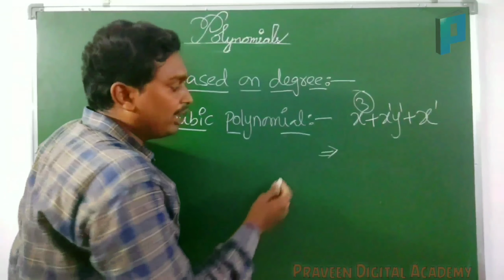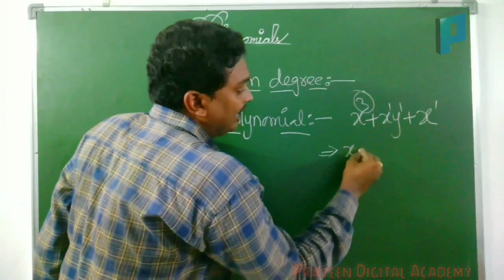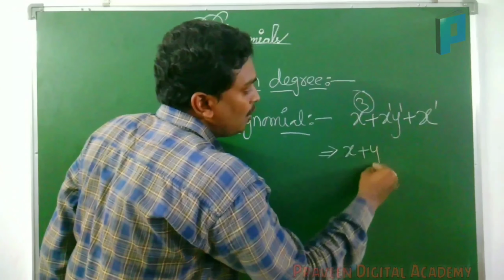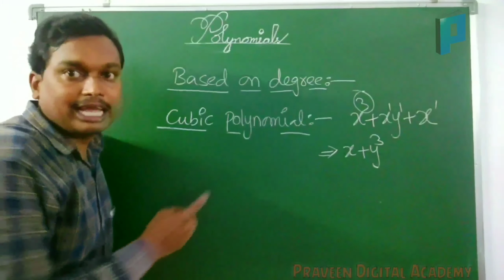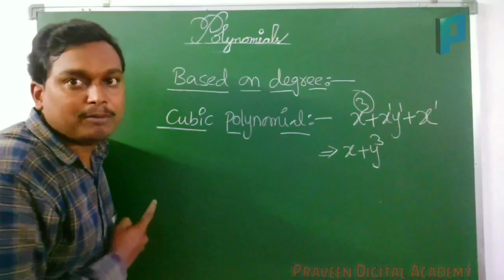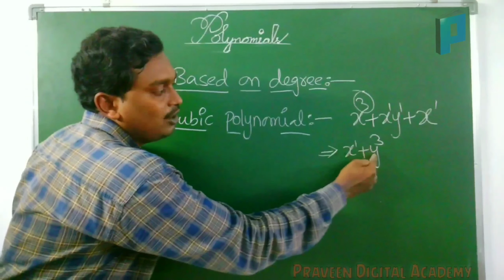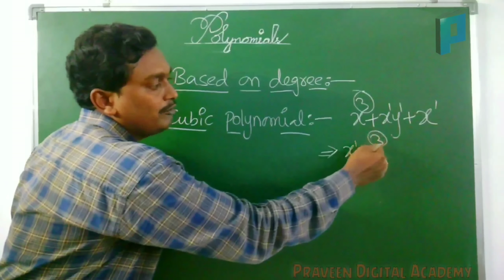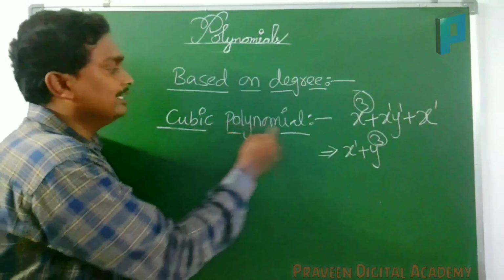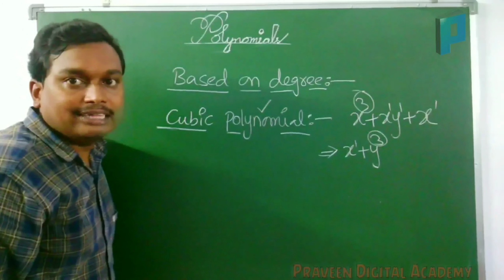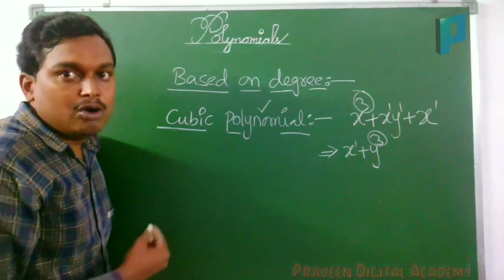Now, let me have one more example. x plus y cube is there. Can I say this is a cubic polynomial? Yes. Why? Because here x power 1 is there, y cube is there. So, if the highest power is 3, then we can call it a cubic polynomial.